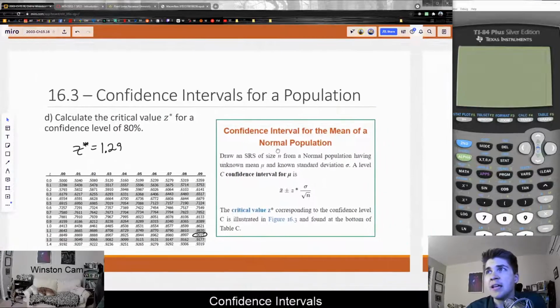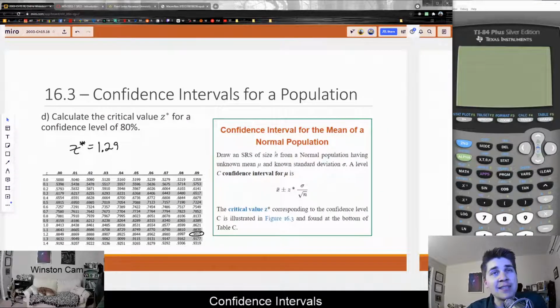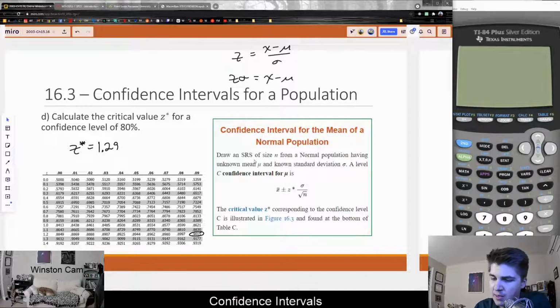But anyways, to actually find a confidence interval, it's the same exact idea. And this is going back to how a Z-score works, right? A Z-score is equal to X minus mu over sigma. And this is in general. If we were thinking about what the original score would be, we could multiply across by the standard deviation. Z sigma is equal to X minus mu. And then if we add mu to both sides, we get mu plus Z sigma is equal to X.